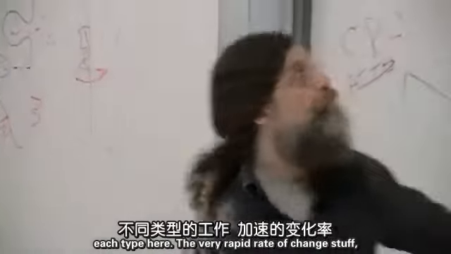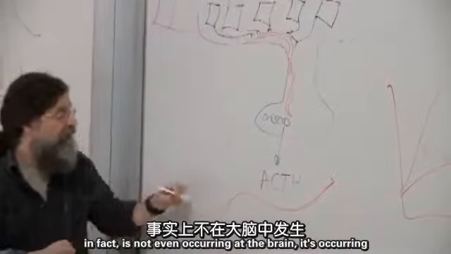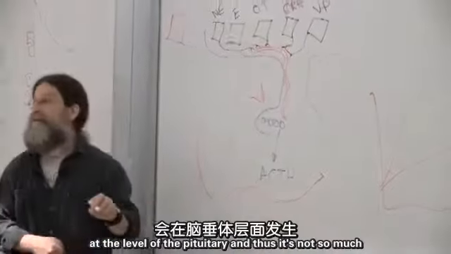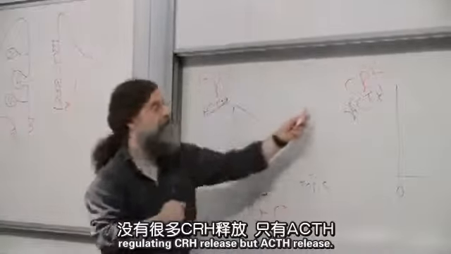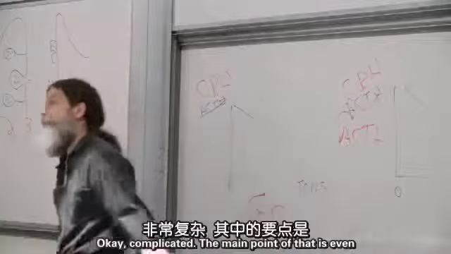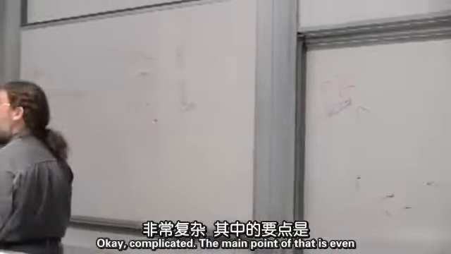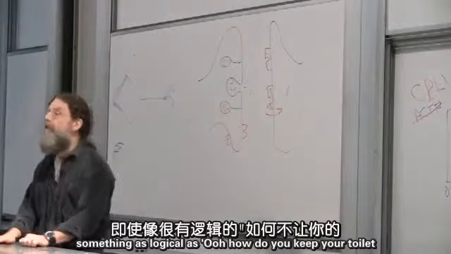The very rapid rate of change stuff, in fact, is not even occurring at the brain. It's occurring at the level of the pituitary. And thus, it's not so much regulating CRH release, but ACTH release. Okay, complicated.